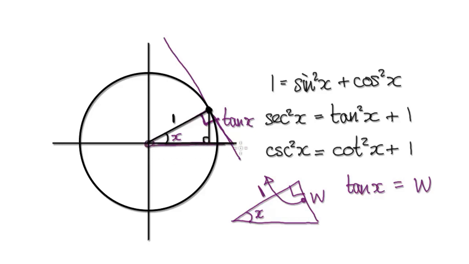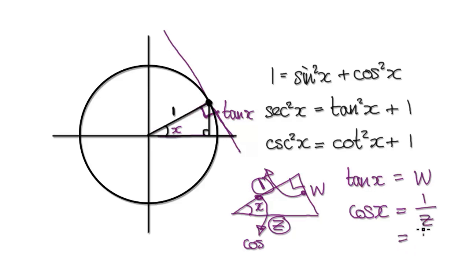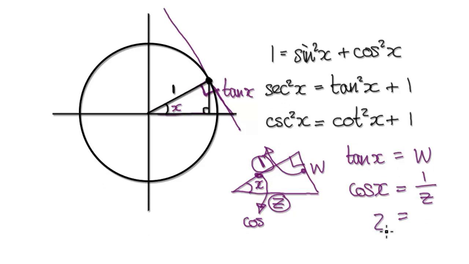The next question is, what is this length? Let's just call it z here. So z would be, well, if you look at this here, this is cos. So cos of the angle, which is x, equals 1 over z. Now you want to get z on its own. So z equals 1 over cos of x. Well, 1 over cos of x is secant of x.